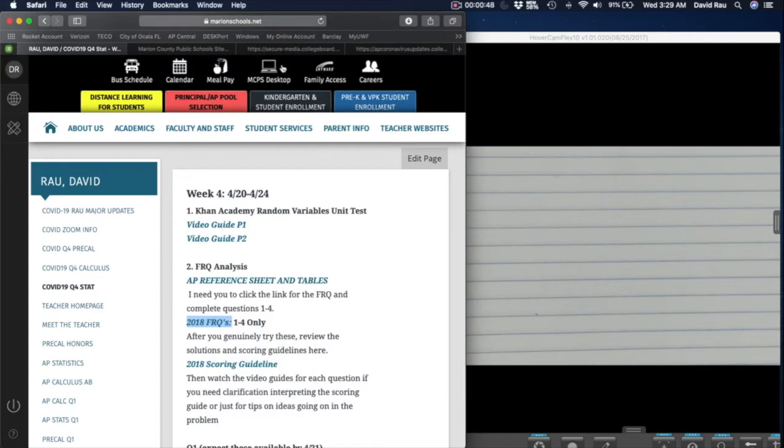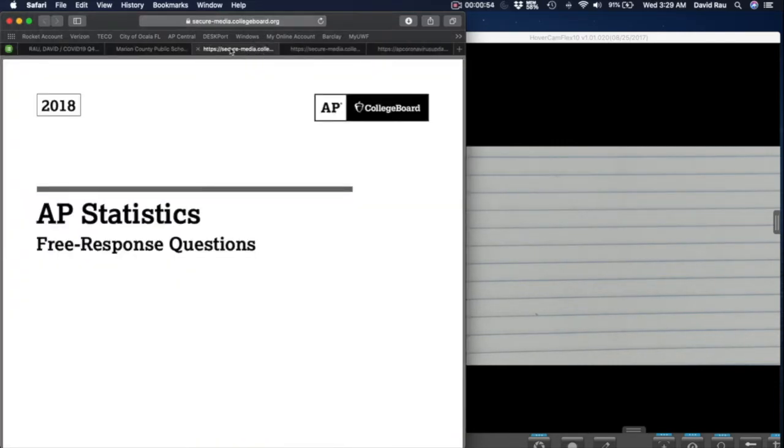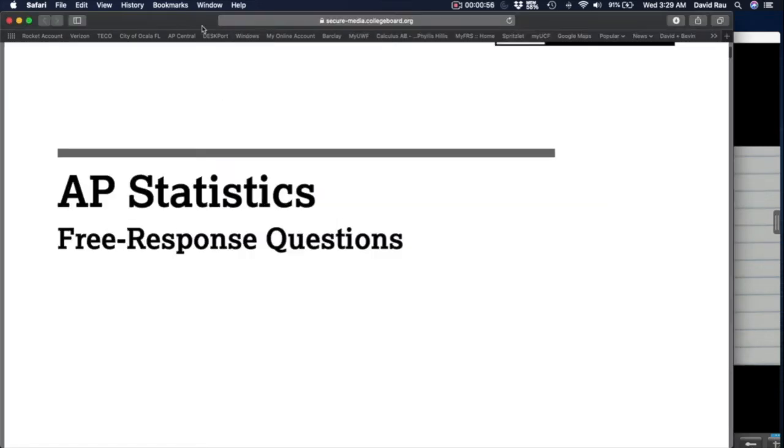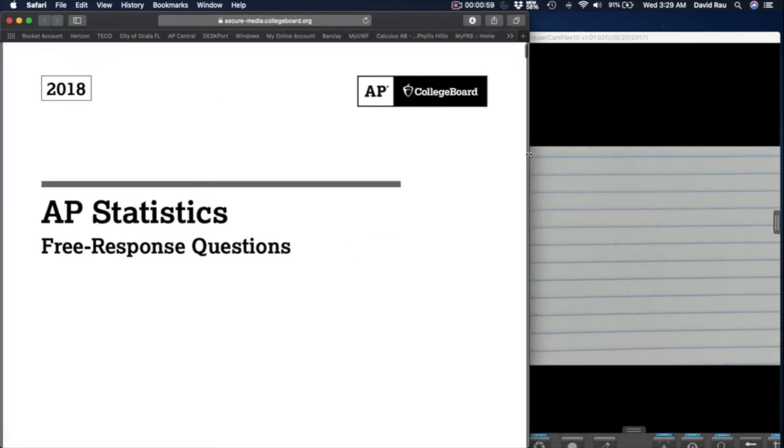Open link in new tab. And also the scoring guidelines. Open link in new tab. Okay, so I have my FRQs. I can put them in their own window. I've got the scoring guidelines that I'm not going to look at.